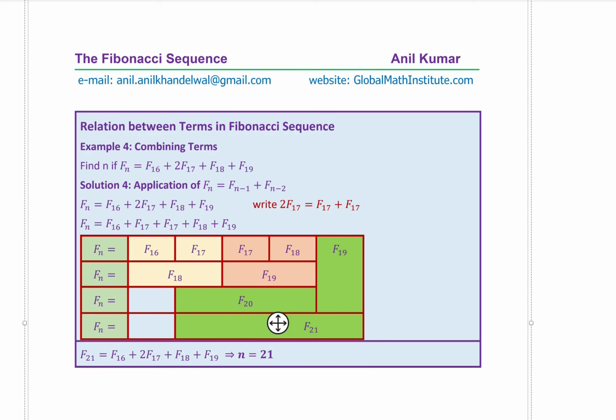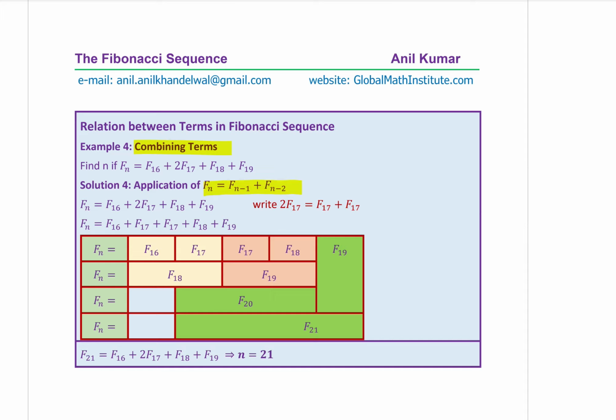Now, let's have some questions based on what we have learned so far. Example 4 is we will see how to combine the terms and work with it. Find n if f of n is equal to f16 plus 2 times f17 plus f18 plus f19. So we have to find what this sum is equal to in terms of a Fibonacci number. So the solution is right here before you. We are going to utilize the formula, which is f of n, the term, is equal to the sum of the previous two terms, right? So that's the formula which we are going to use.